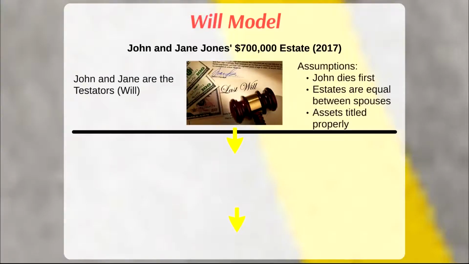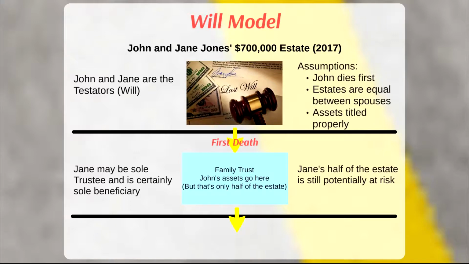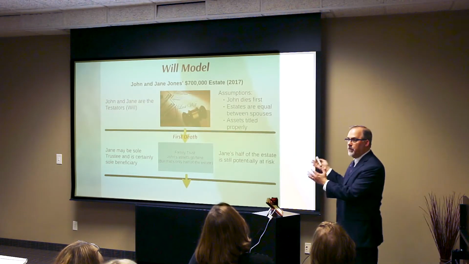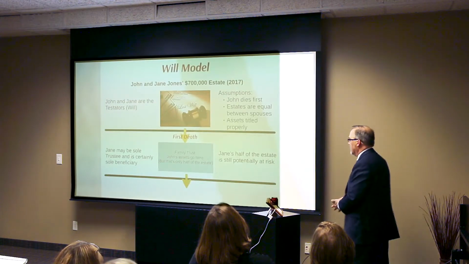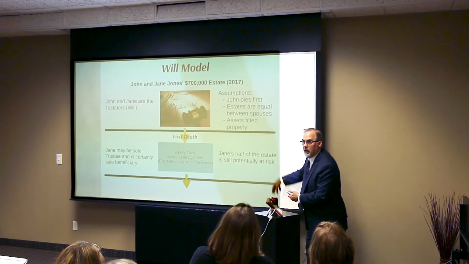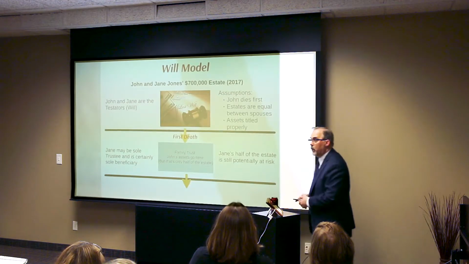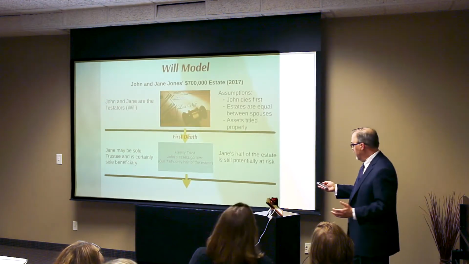So let's look at how these plans work in both the will model and a trust model. It's the same couple, John and Jane. They have $700,000. It's community property. The assets were titled properly. John dies, but instead of leaving the property to Jane outright, his property, his half, is going to go into a trust, a family trust, for the benefit of Jane for the rest of her life. Now, Jane's property over here is still the way it is. She still has control of her property. It's not in a trust.